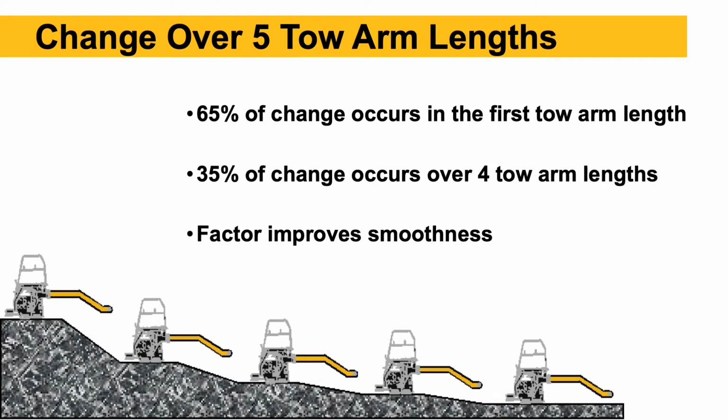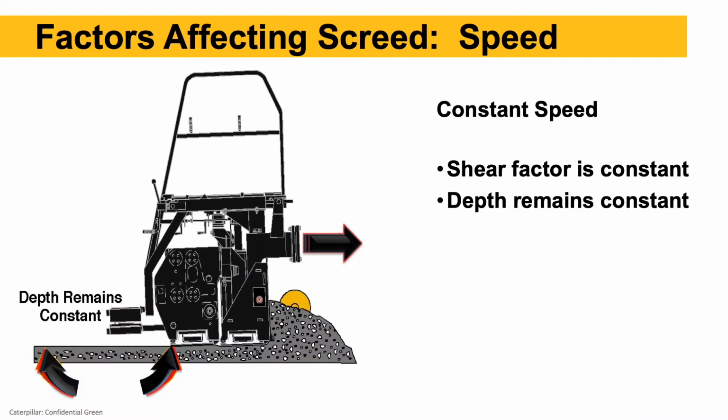If we do it manually using the depth control screws, we're not using automatic grade control, it takes 5 tow arm lengths for that full thickness change to happen. So if I turn the depth cranks one time and take my hand off it, 5 tow arm lengths, basically 5 lengths of the paver before the full change takes place and it comes back to equilibrium at the new mat thickness. Other big thing that affects the paver operation is speed.